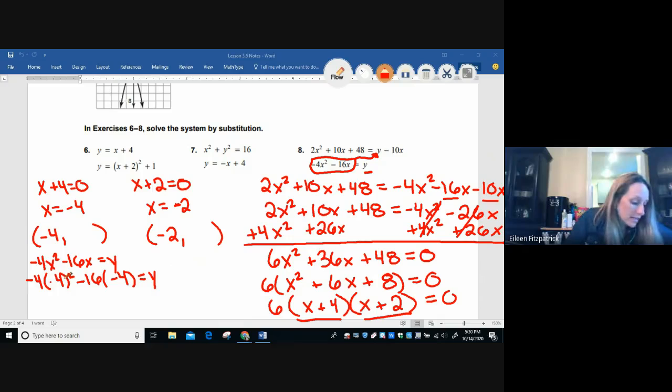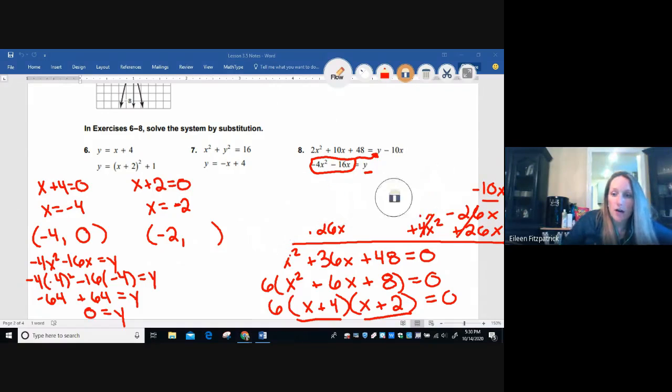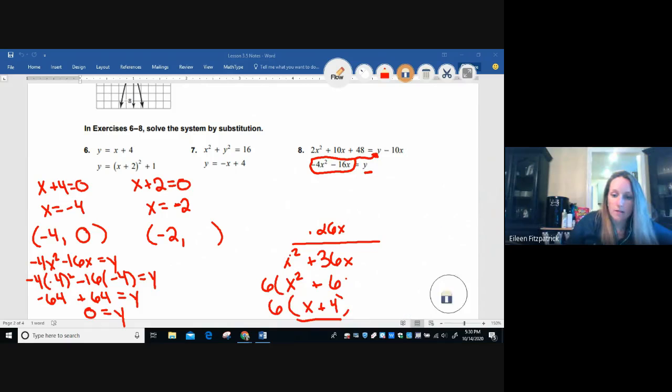-4 squared is 16. 16 times -4 is -64. -16 times -4 is a positive 64. And then equals y. -64 and positive 64 is 0. So I just found the corresponding y value. Okay, now I have to do the same thing for the other coordinate.